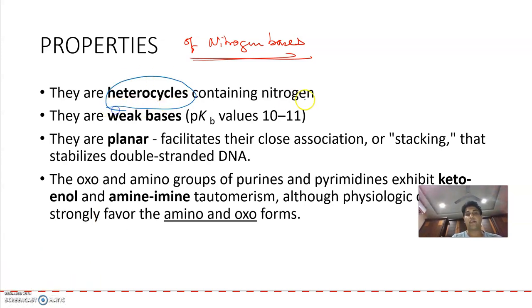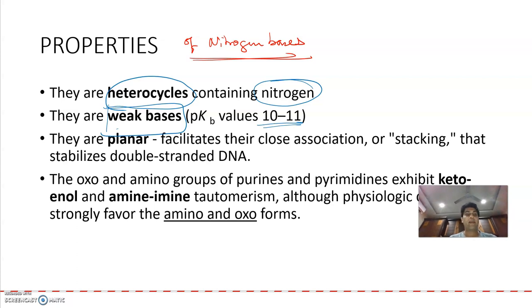First thing, we know they are heterocycles, they have nitrogen. Second thing is they act as weak bases and their pKa values are 10 to 11. Remember, we call them nitrogen bases because they are basic. Adenine, guanine, cytosine, uracil and thymine are basic in nature, but the nucleotides that they form are acidic in nature.